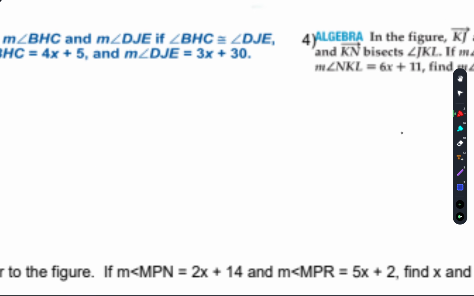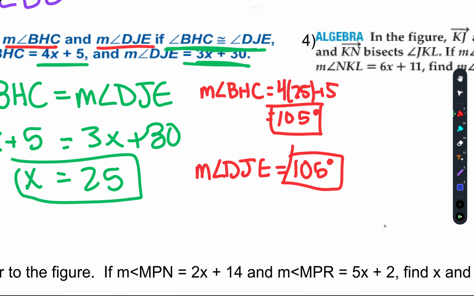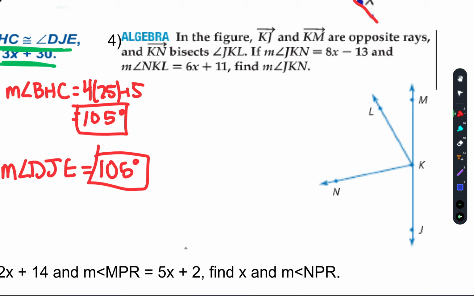Sorry, I'm getting real small over here. Same thing for DJE. I could plug in that 3 times 25 plus 30, or we know they're congruent, we know they're equal. I know that this has to be also 105. If I want to plug it back in anyways, just to check my work, I can do that. Any questions on that one?